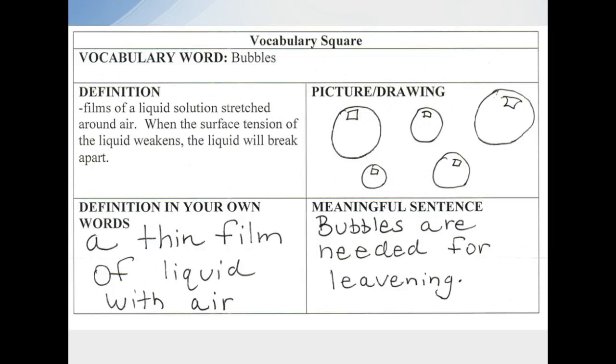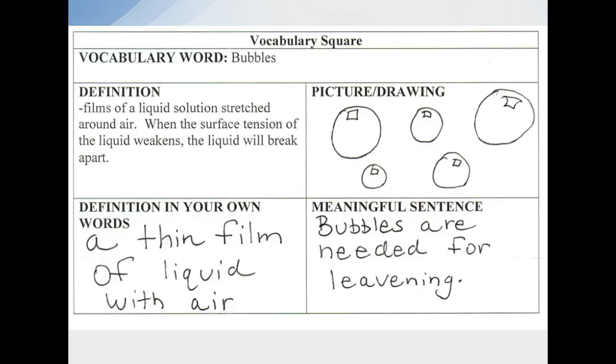And this was also from a culinary arts class, and we were learning about leavening agents in baking. So the definition was: films of a liquid solution stretched around air. When the surface tension of the liquid weakens, the liquid will break apart. So in leavening agents, we have bubbles. So that was one of our vocabulary words for this class period.